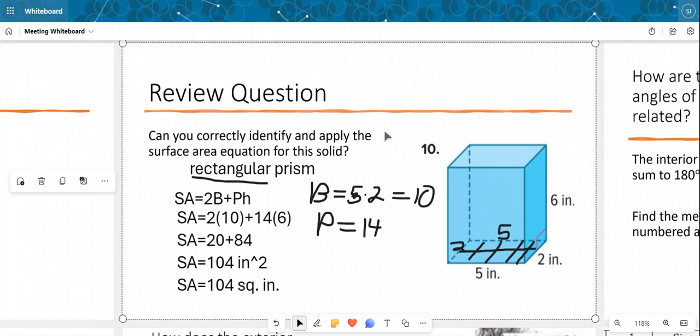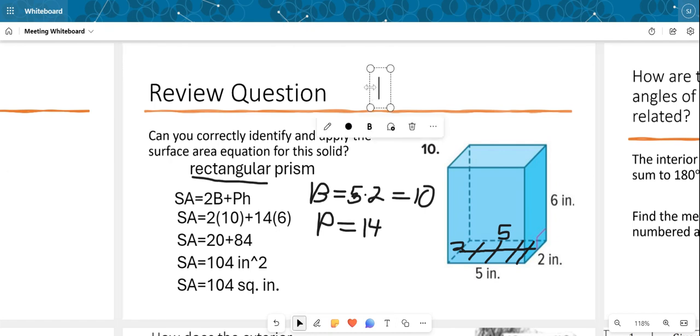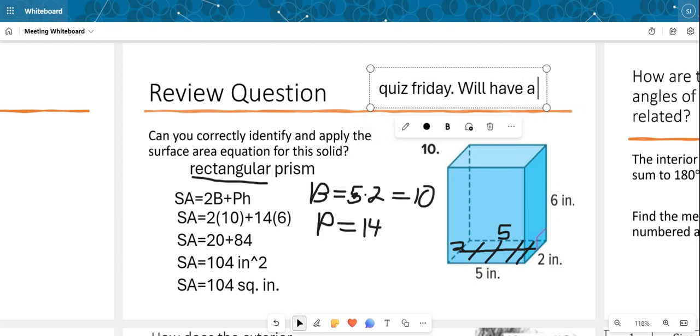We're reviewing surface area because there's going to be a quiz on Friday. Quiz Friday. And it will have a surface area question.